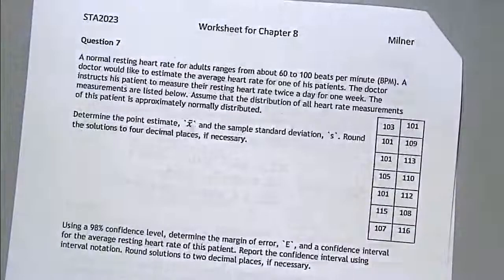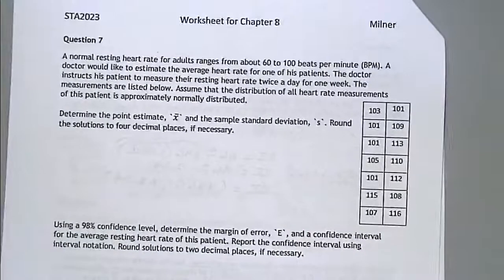So, this time they said that the normal resting heart rate for adults ranges from 60 to 100 beats per minute, and the doctor wants to estimate the average heart rate for one of his patients, and he tells his patient to measure his heart rate twice a day for a week, and then he gave us the measurements. And we're assuming that all the measurements are approximately normally distributed. That just tells us that we're okay using the tables we use. And so we want the point estimate, which is the sample mean, and then we want the sample standard deviation.